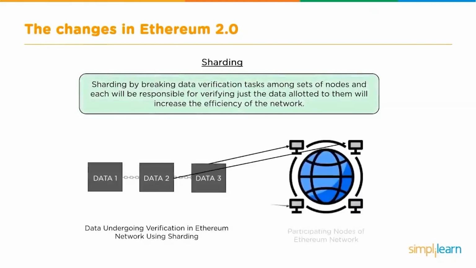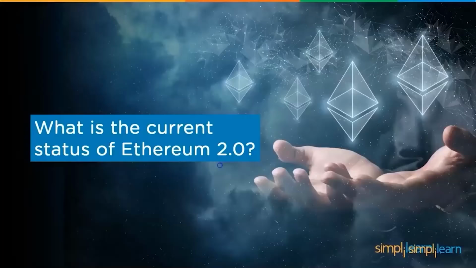Sharding will increase the efficiency of the network resources by breaking data verification tasks among its set of nodes. Each of them will be responsible for validating and verifying just the data allotted to them. This will increase the network's overall capacity and make it much faster and more efficient than its outdated version.